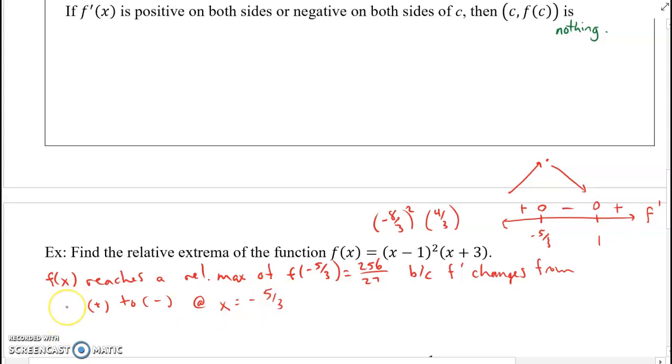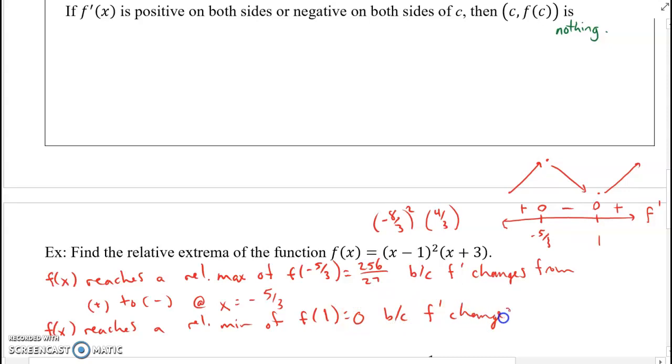All right? And then the other place where the first derivative changes is at x equals 1, where the derivative changes from negative to positive, so the function changes from decreasing to increasing, so that's got to be our relative minimum. So same idea, f of x reaches a relative minimum of f of 1 equals, well, that's easier, that's going to equal 0, because f prime changes from negative to positive at x equals 1.